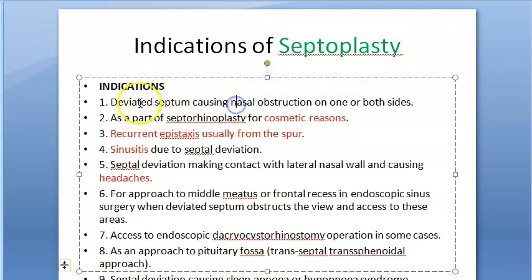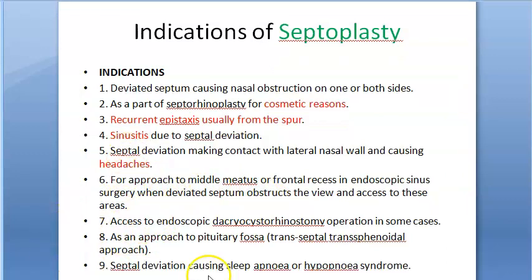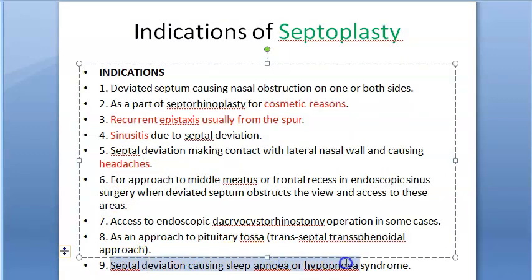Septoplasty indications are also very similar: deviated nasal septum, nasal obstruction, cosmetic purpose, recurrent epistaxis because of spur, sinusitis. The same things they are talking about. Here are they talking about otitis media? Wait, let's see. Here they are talking about septal deviation causing sleep apnea or hypopnea syndrome. So they are talking about apnea here.